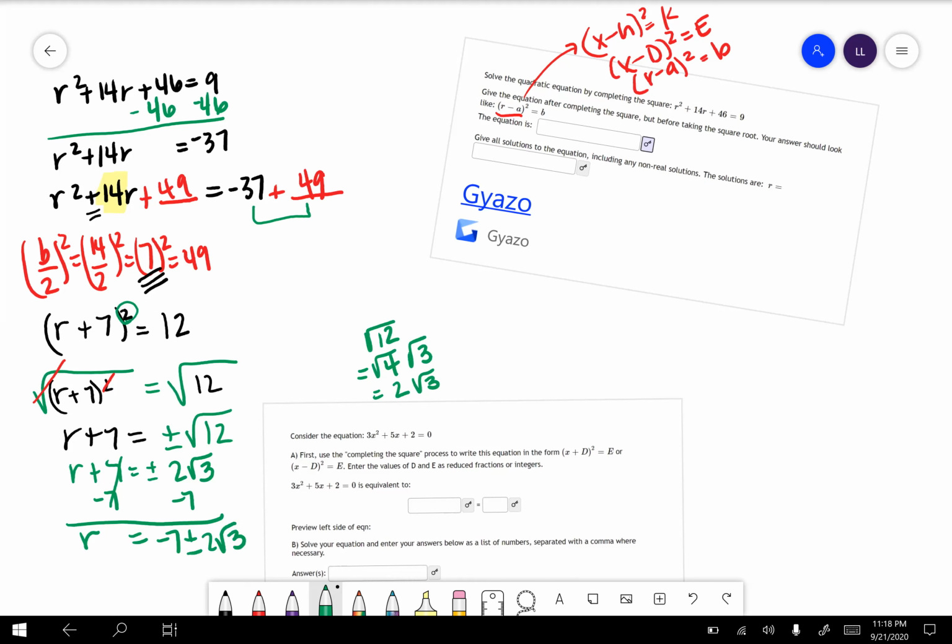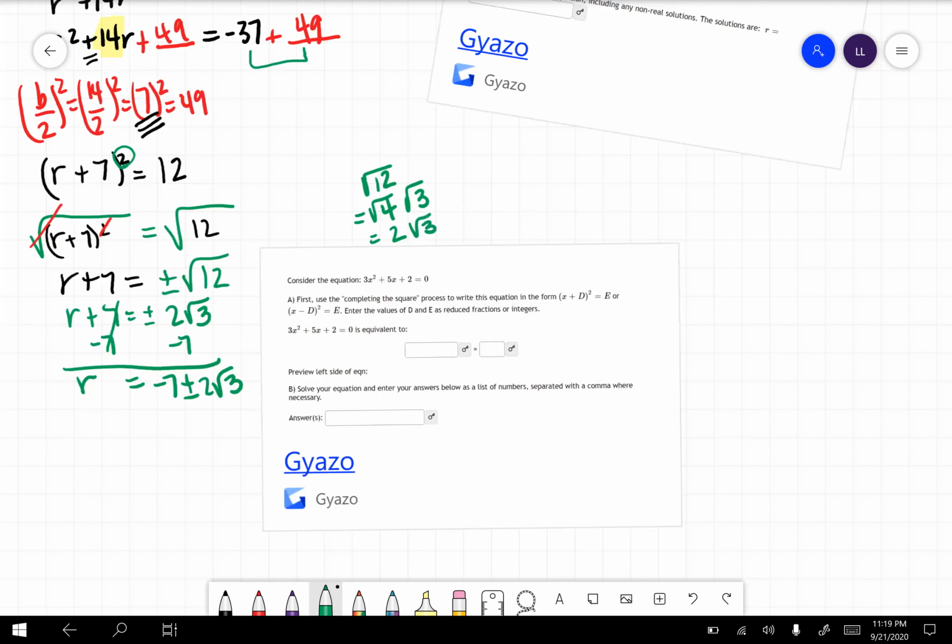Now remember, this is two different solutions, so we can actually write them separately. So r is negative 7 plus 2 square root of 3. R is also negative 7 minus 2 square root of 3.